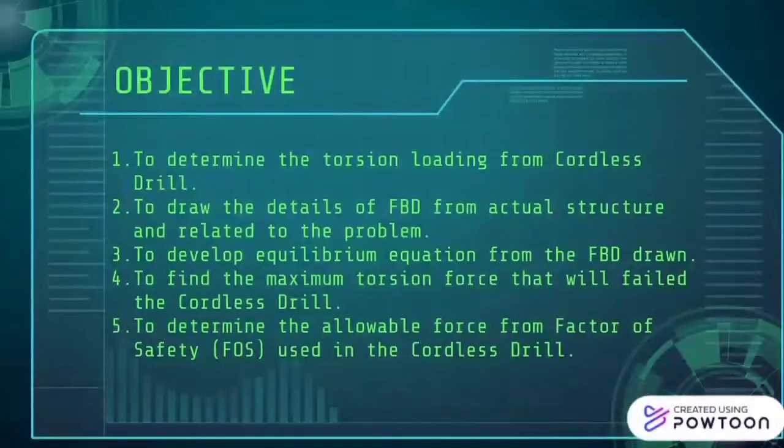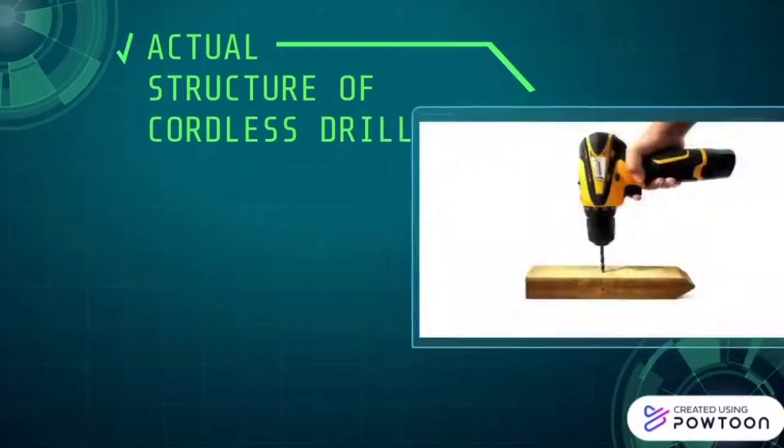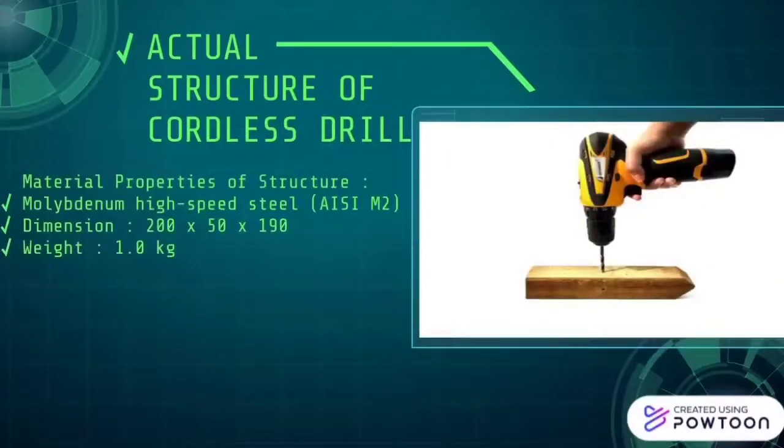Next, I'm going to talk about the actual structure. From the picture, you can see the actual structure of the cordless drill. The material of the structure is molybdenum high-speed steel. It is usually used to manufacture a variety of tools such as drill bits, taps, and reamers. For the dimension, it has 200 mm for the length, 50 mm for the width, and 190 mm for the height. The weight of the actual structure is about 1 kg.